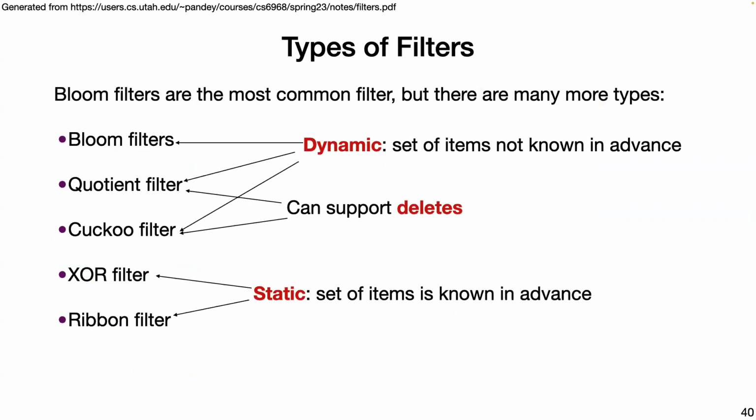Bloom filters are the most common type of filter, but there are a lot of other types. There's the quotient filter and cuckoo filter, which can support deletes. These three, Bloom, quotient, and cuckoo, are dynamic, which means that the set of elements is not known in advance. There are other ones like XOR and ribbon that are static, where you know the items in advance, but you can get better space bounds because you can set the data size up front.